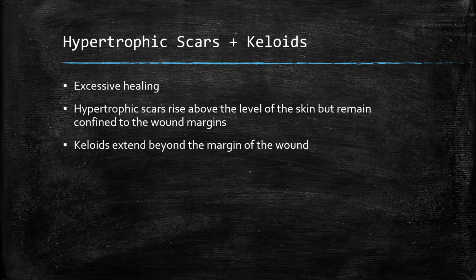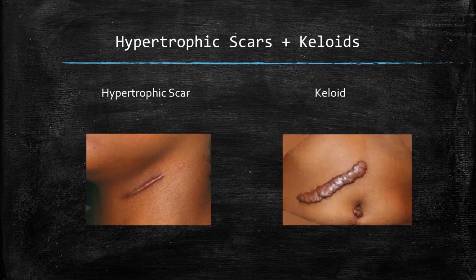Hypertrophic scars and keloids are problems of excessive healing. A hypertrophic scar rises above the level of the skin, but remains confined to the wound margins. A keloid extends well beyond the margin of the wound. As you can see from these images, hypertrophic scars and keloids differ only by degree.